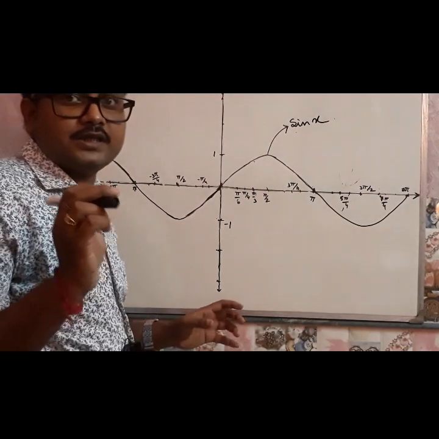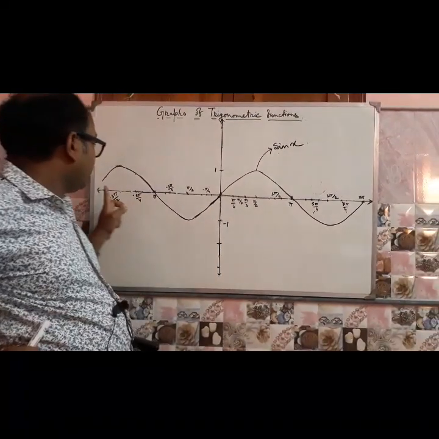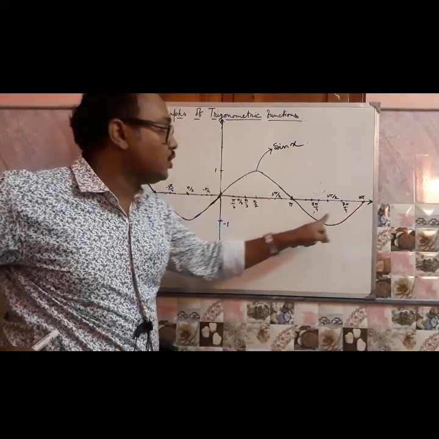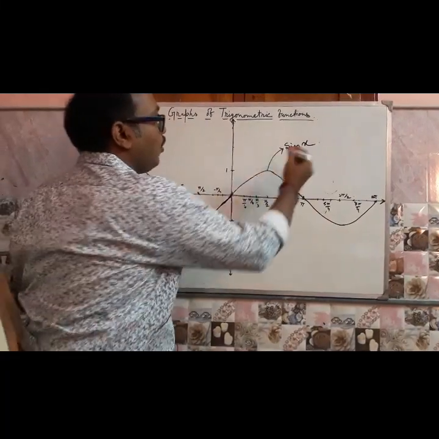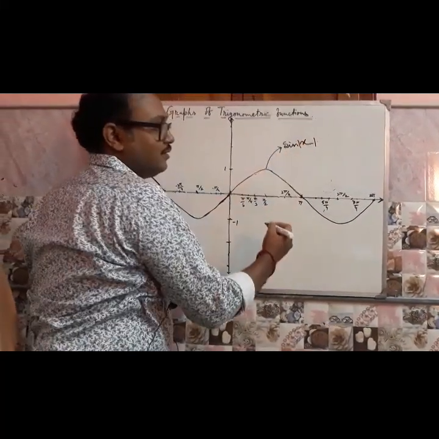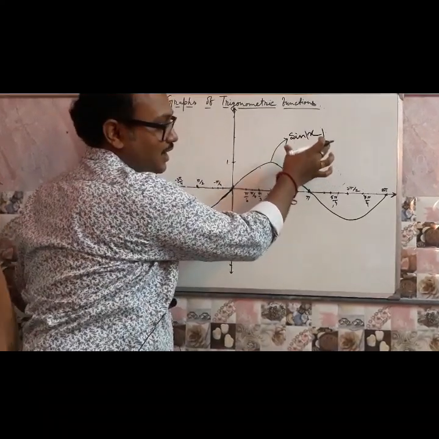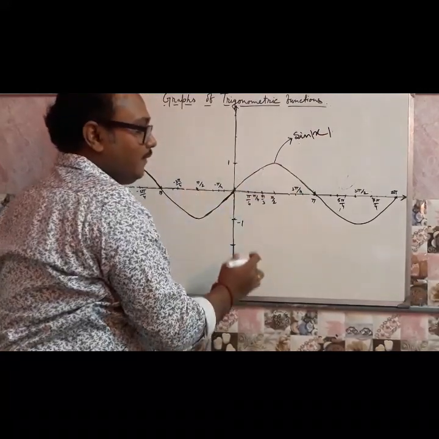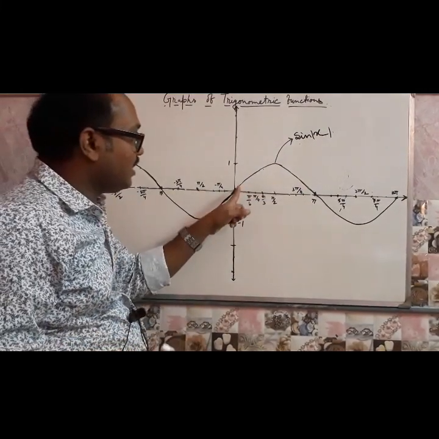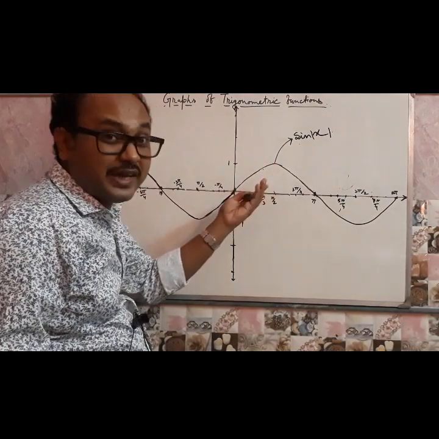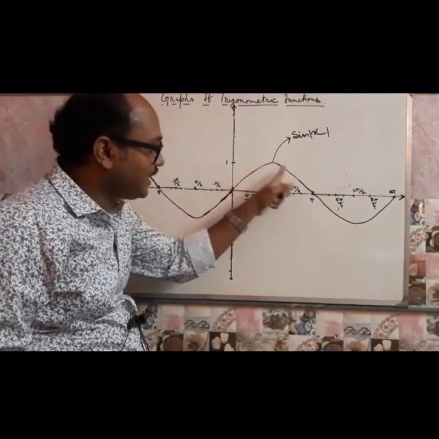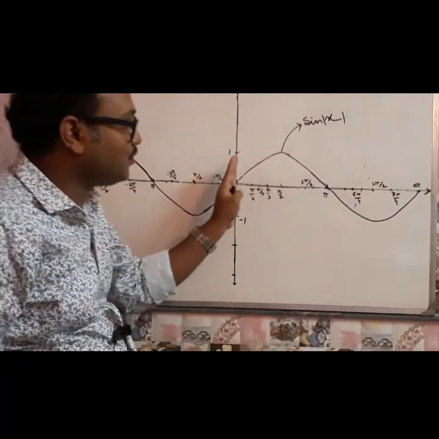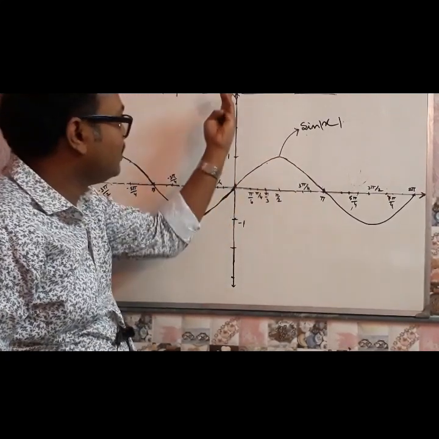The graph of sin mod x. Again we are starting from the graph of sin x. This is the graph of sin x. If we apply mod here, sin mod x, then previously it was mod sin x, now sin mod x. If we apply mod upon x only, then what we have to do? The graph of sin x, we have to take the reflection of the positive part of sin x with respect to y axis. We have to take the reflection of this part with respect to y axis.